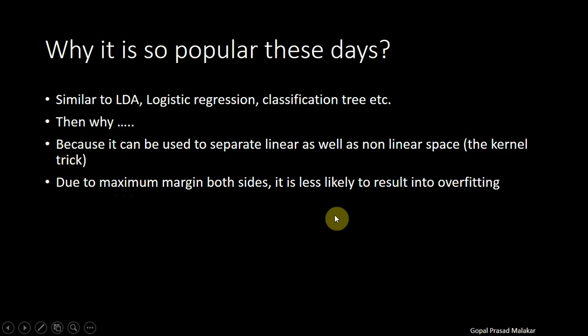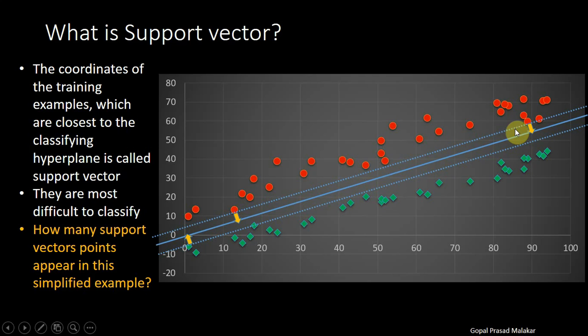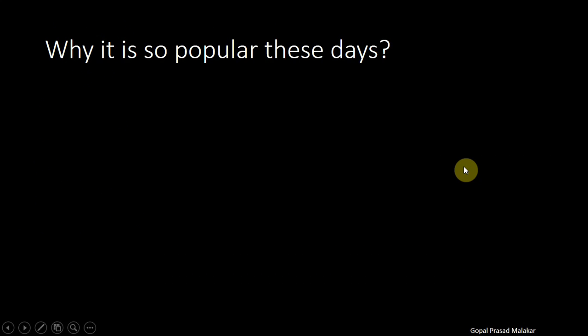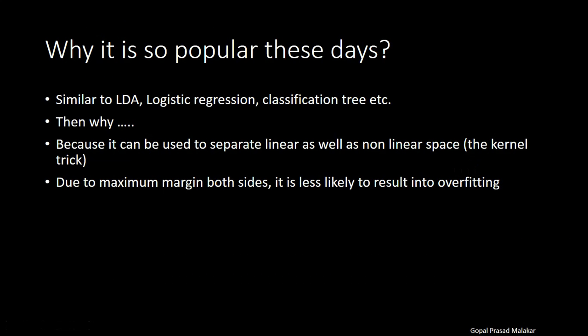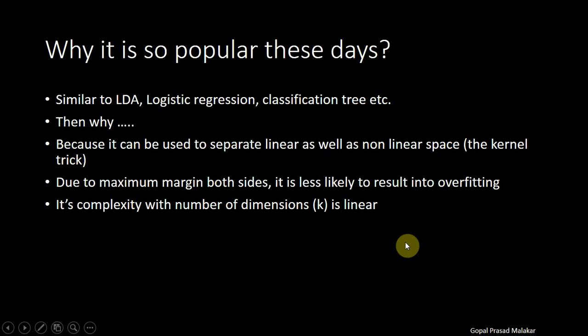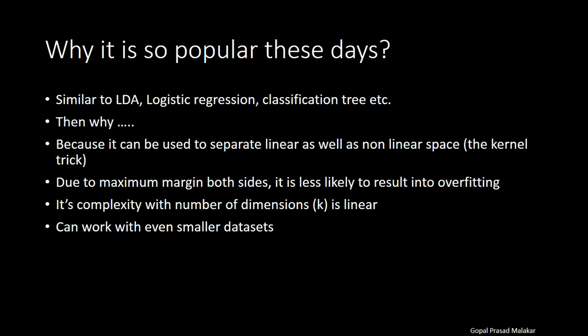Because it leaves maximum margin both sides, it is less prone to misclassification error. And that's why it is less likely to result into overfitting. One more thing which is very important, that its complexity with number of variables is linear. So if you had 50 variables, the moment you go for 100, the complexity, or in other terms the time taken for execution, is just double. It can work even with the smaller data sets where some of the technique may not be applicable very well.